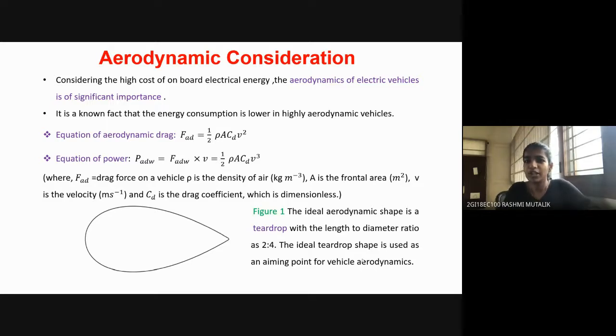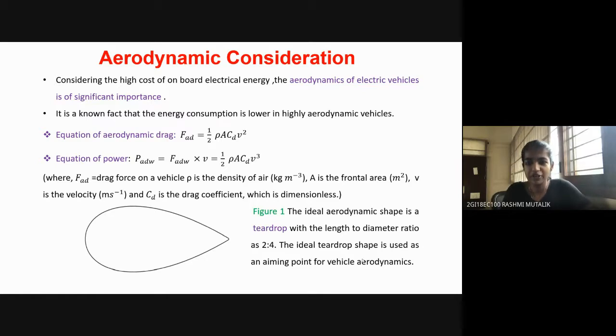The drag force on that object is quite undesirable in many situations since it reduces the fuel efficiency. Here we have the equation of the drag force, that is F_AD is equal to half rho A C_D V squared, where rho is the density of air, A is the frontal area, C_D is the drag coefficient, and V is the velocity. Now, equation of power, P_ADW, this power is the power that is required to overcome the air resistance at the tires, and it is given by the force into velocity.